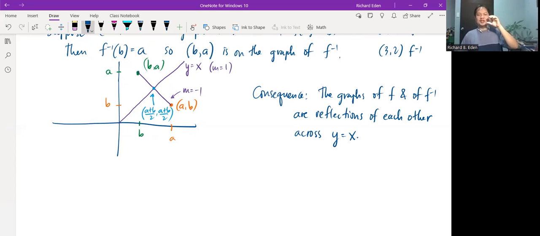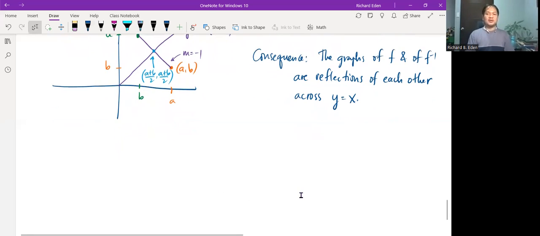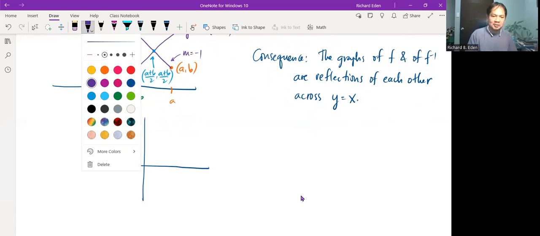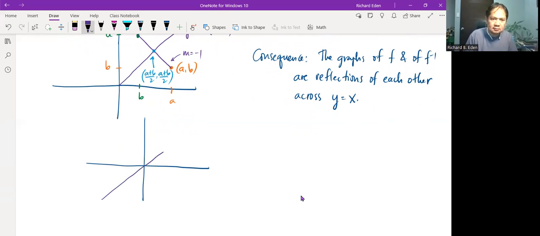So if you throw a point on the orange graph of F and try to identify the corresponding green point on the graph of F inverse, you're reflecting it across the mirror, which is y equals x. Therefore, the graphs of F and of F inverse are reflections of each other across y equals x. For example, here is the line y equals x, drawn in purple. This is the graph of y equals x.